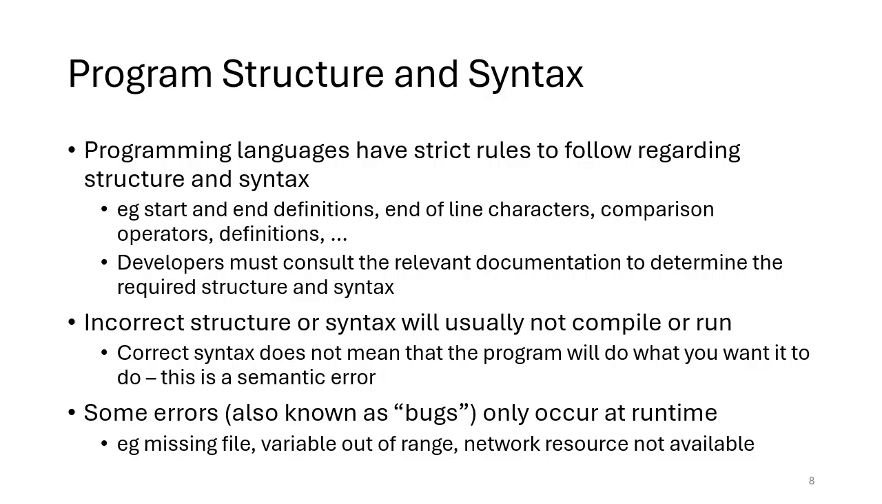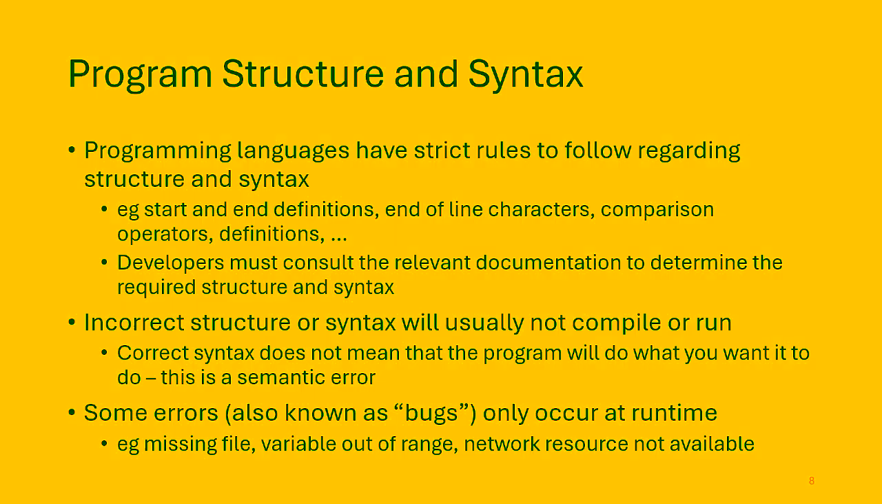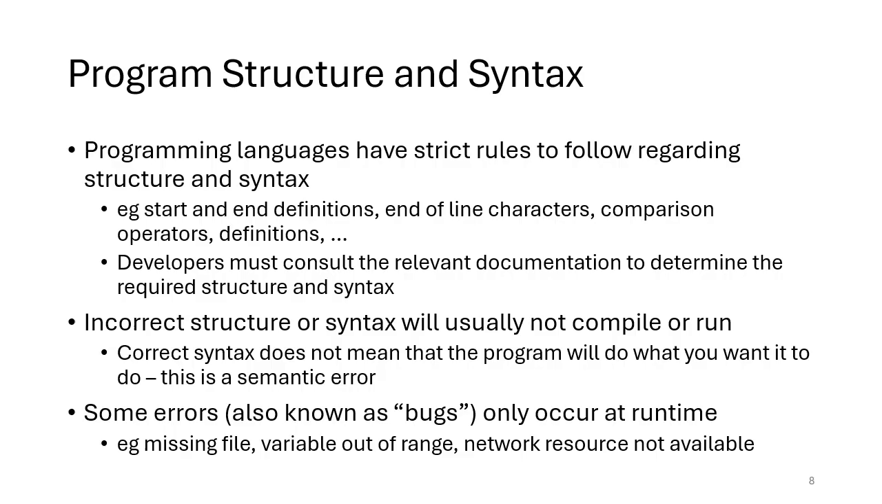Now, as I mentioned, if you've got the wrong structure or syntax, then the program will typically not compile. You'll get compilation errors. Or if it does compile, it may not run. So that structure or syntax, that's the definition of what the program looks like. But it's also possible that even if the program does run, it doesn't do what you want it to do. This is often known as a semantic error. Some errors, which we also refer to as bugs, may only occur at runtime.